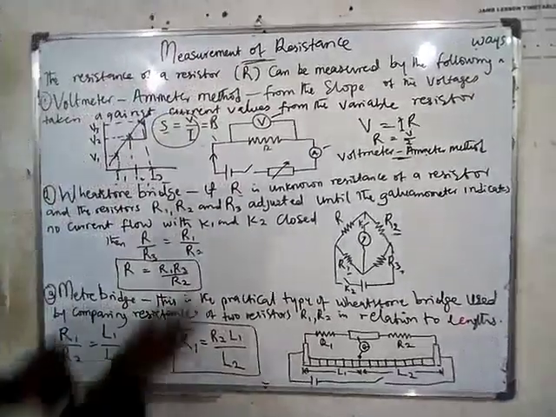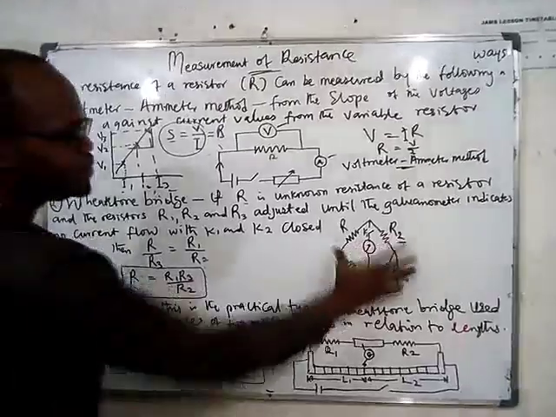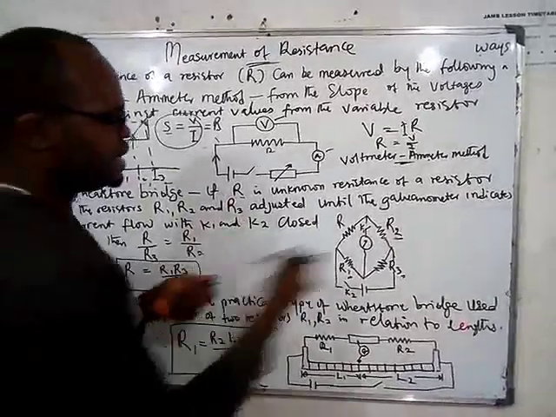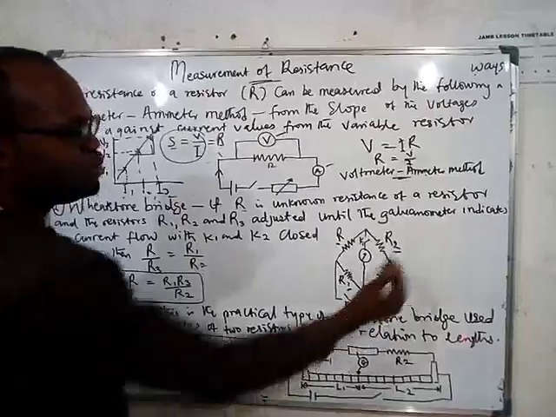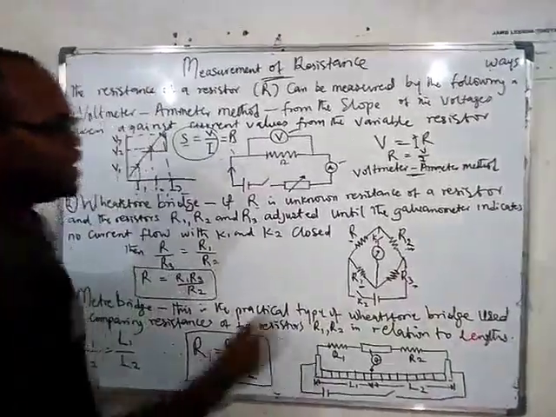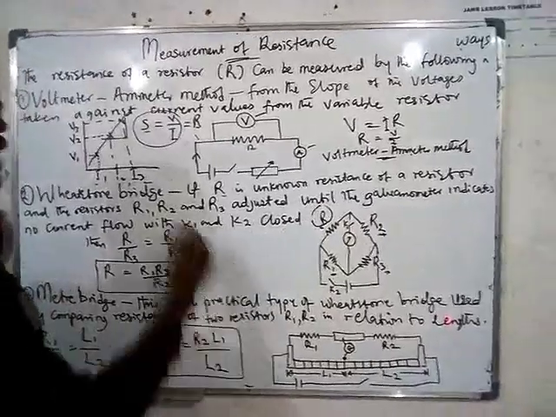Number two is by having a setup like this. This setup is known as a Wheatstone bridge. This is done by comparing. When you have R unknown, the resistance that you don't know, but you know the resistance of R1, R2, and R3. How do you get to know the unknown resistance? So how do you do it?